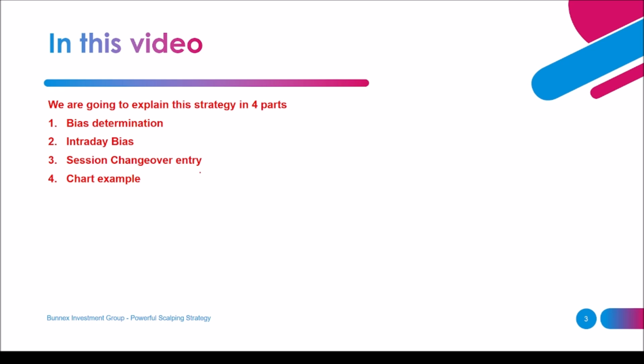So we are going to explain this strategy in 4 parts, right? We are going to start with bias determination, how to determine the bias of the market. Then 2, the intraday bias. After attaining the market bias or the market direction, we'll need the intraday bias for that particular day. Then session changeover entry, which is the point where we are now going to execute, pressing the buy or sell option. Then we have chart examples. So make sure you stick to the end of this video so that you have these chart examples.